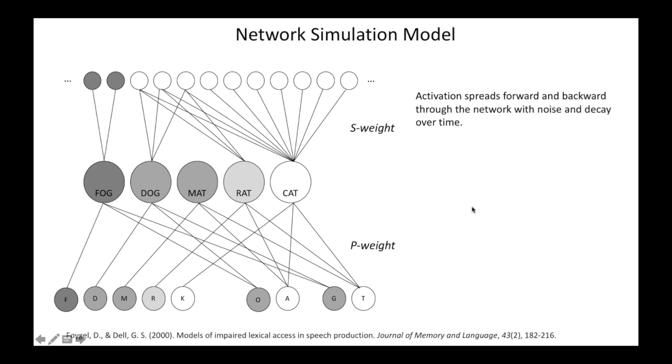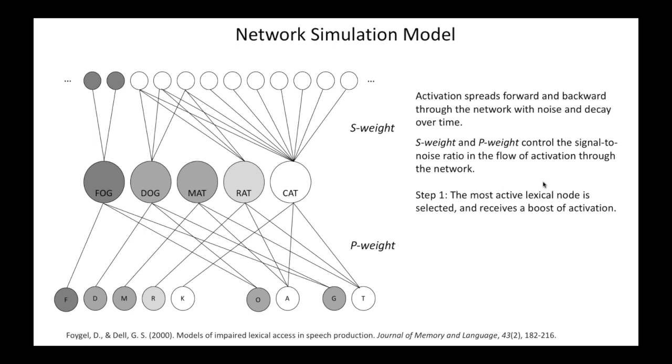So this is a healthy system. Activation spreads forward and backward through the network with noise and decay over time. And the S weight and P weight is the strength of the connections between these levels of representation, semantic, lexical, and phonological. And these control the signal to noise ratio of the flow of activation. So in step one, the most active lexical node is selected, and this receives a boost of activation, and then this activation spreads again through the network. And in step two, the most active phonological node in each syllable position is selected for spell out.